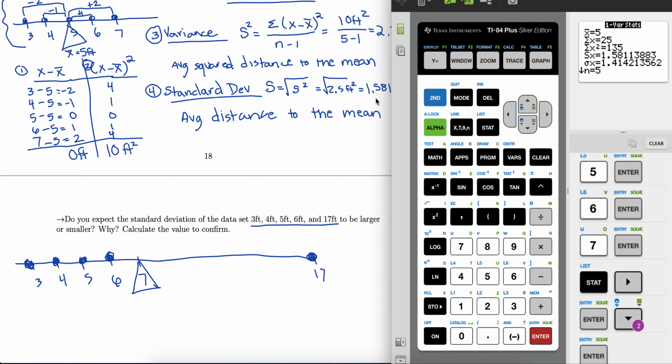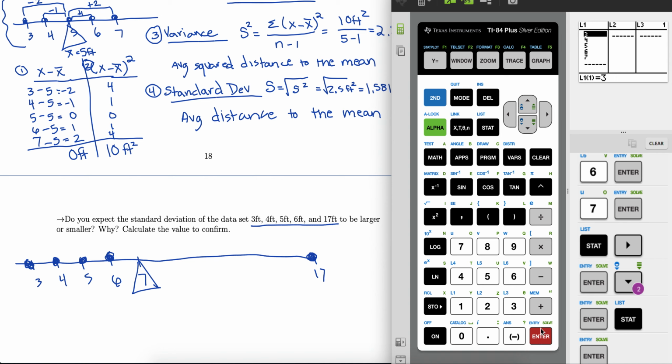Now let's go back and edit our data entry and find the standard deviation for this data set. So back to Stat, press enter on Edit so we can edit the data, and then scroll down to that last data point. Instead of 7, let's make it 17 and press enter. Okay, so there's our new data set where we've just changed the last observation.